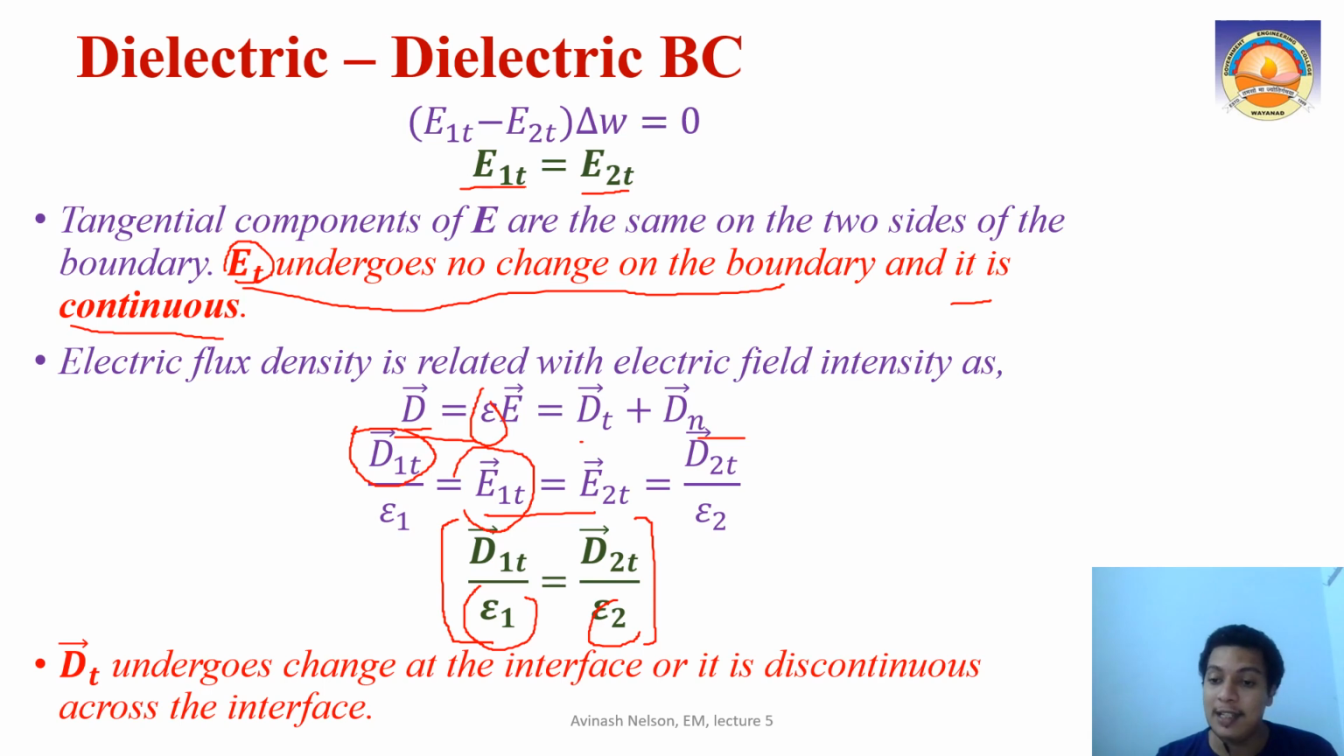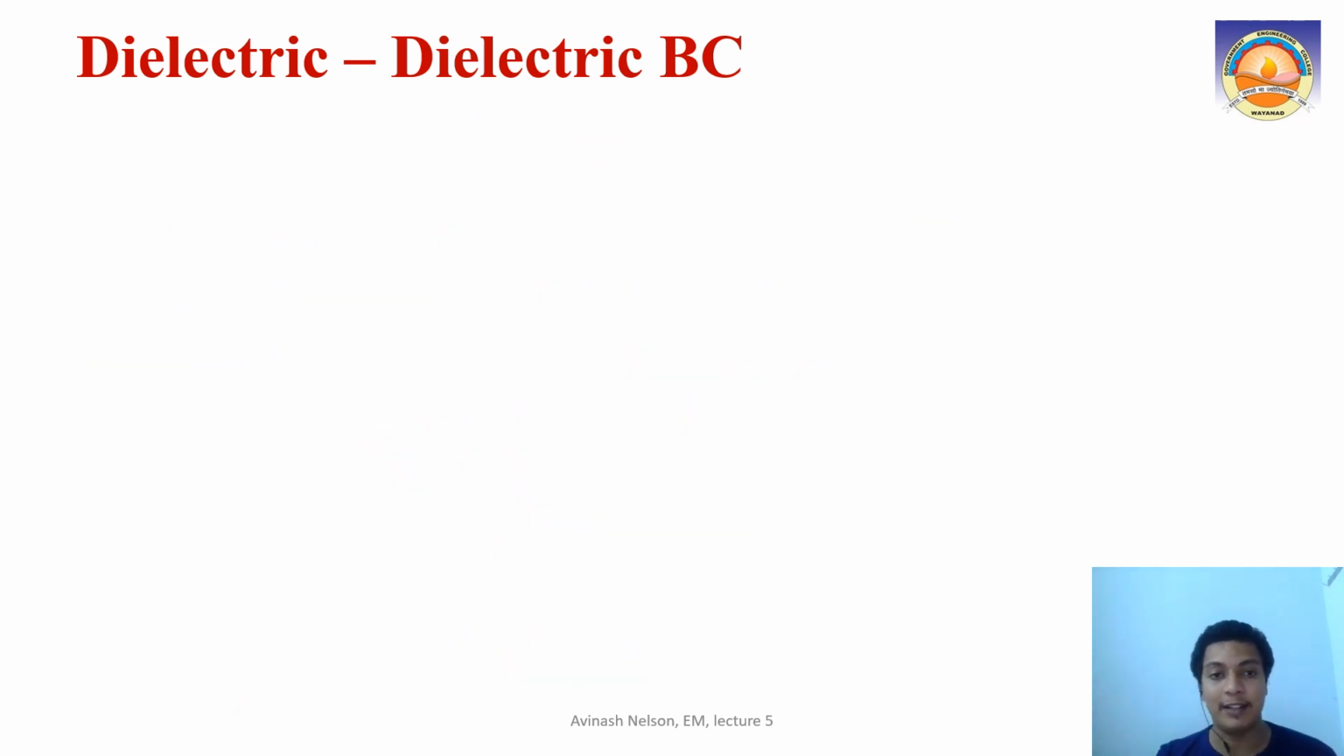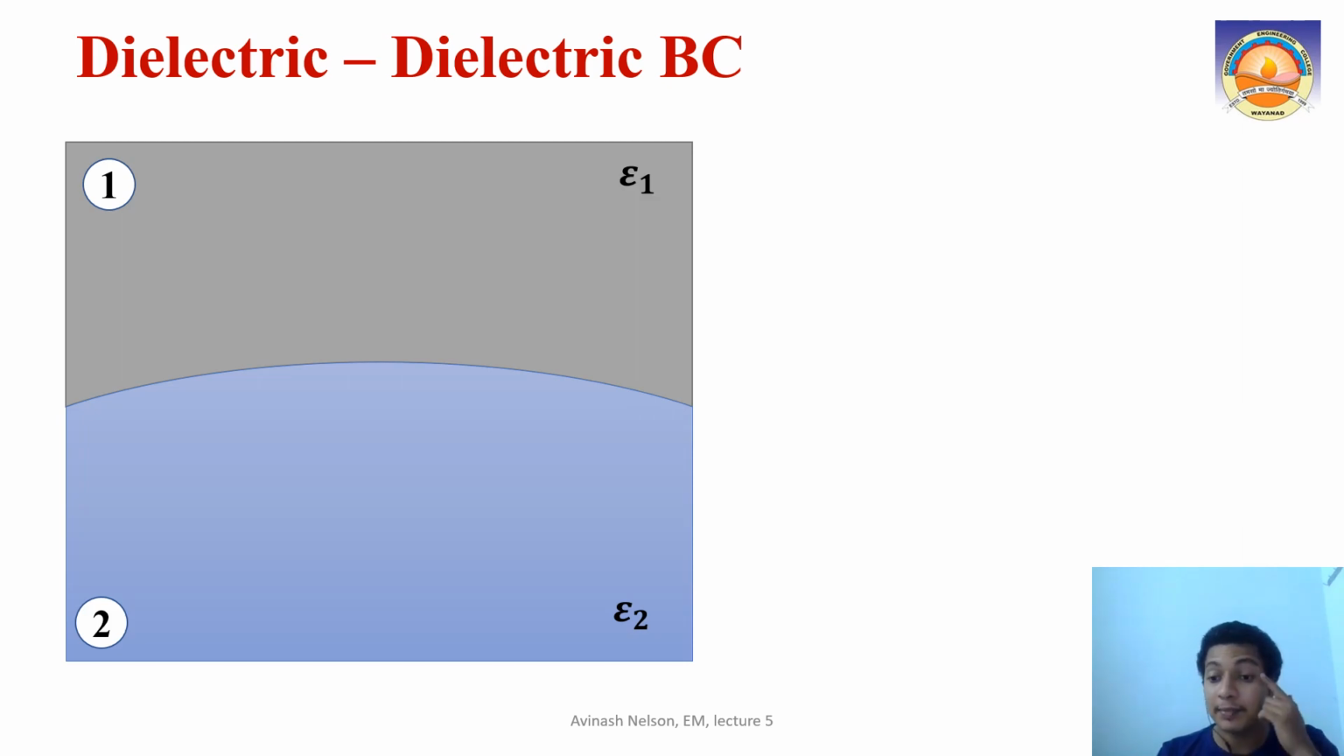But Dt, the tangential component of electric flux density, is not continuous, it is discontinuous at the interface. Clear? Be very clear with it. The tangential component of electric field intensity is continuous and the tangential component of electric flux density is discontinuous. If one is continuous, then the other should be discontinuous. That is the way it goes. That is the tangential component of the field.